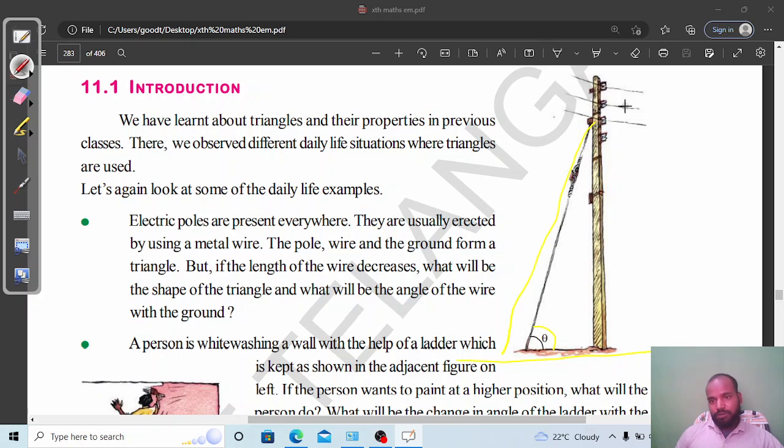So it is like a triangle. If you consider this as one triangle, this pole is one side, your base is the ground, and this rope is another side. So we are framing one triangle with this. Yes or no? Here so many examples are given. We will go with the examples.